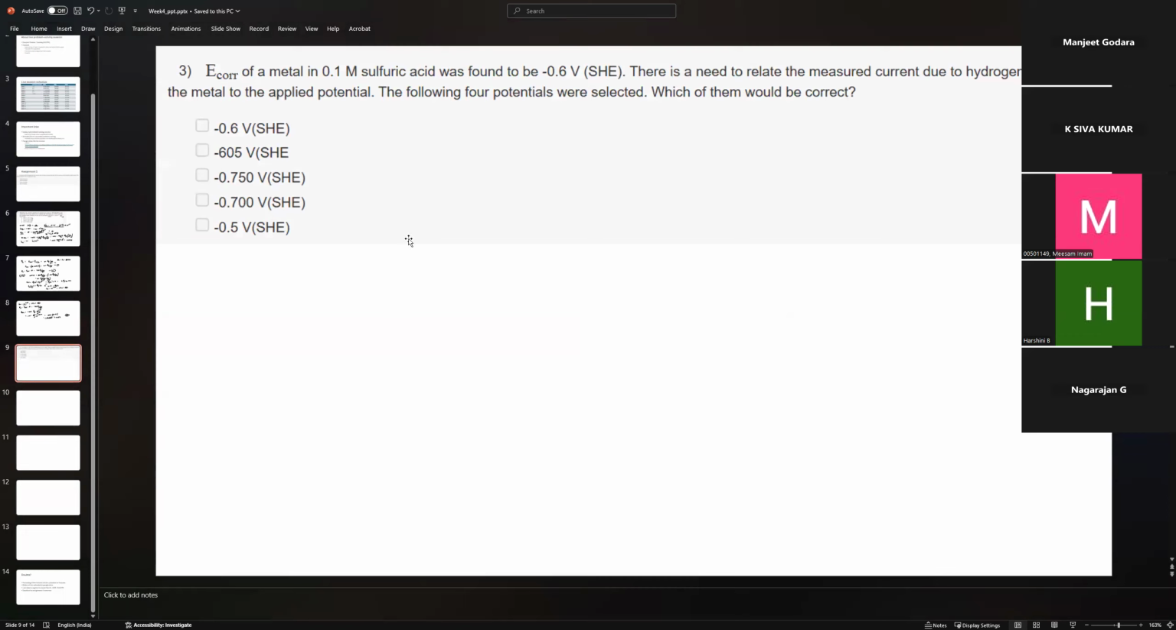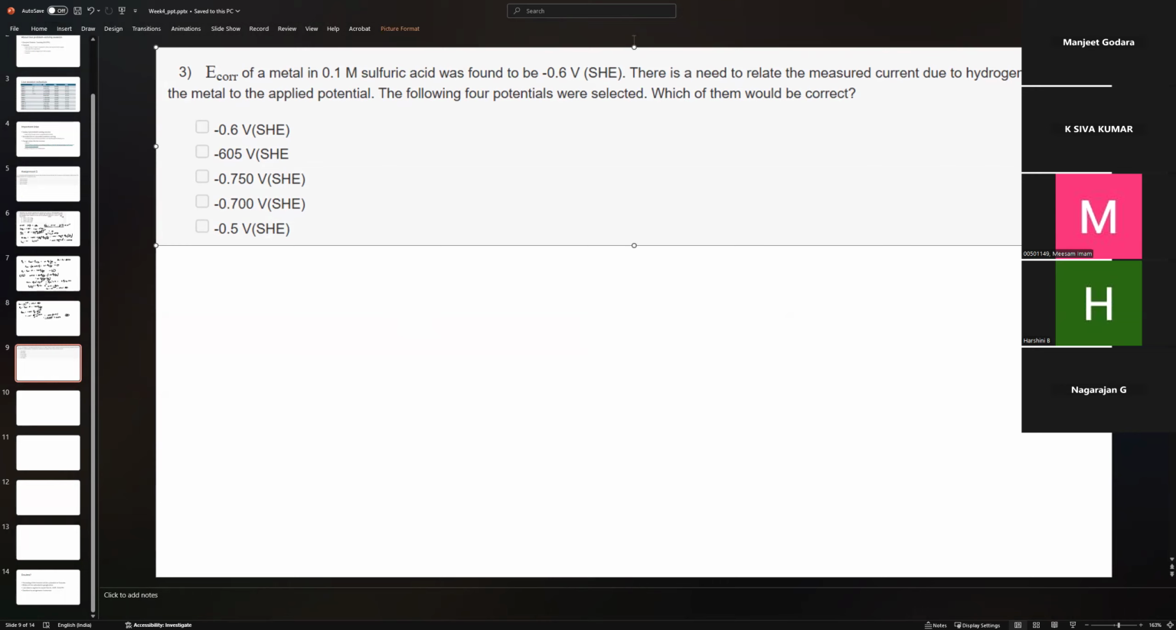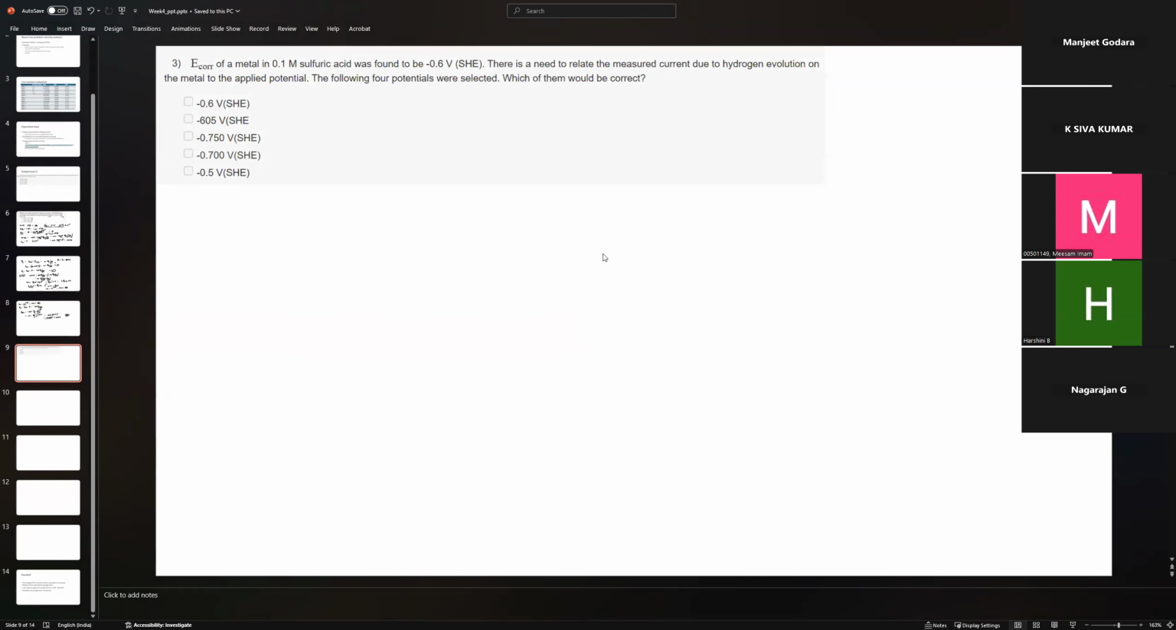Third question. The Ecore of a metal in 0.1 molar sulfuric acid was found as given. There is a need to relate the measured current due to hydrogen evolution on the metal to the applied potential. The following four potentials were selected. Which of them would be correct?